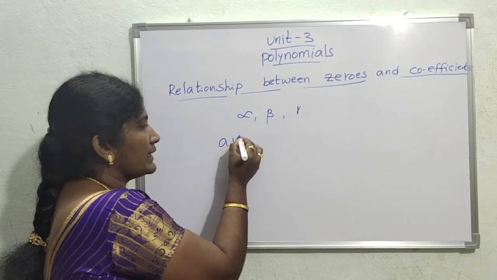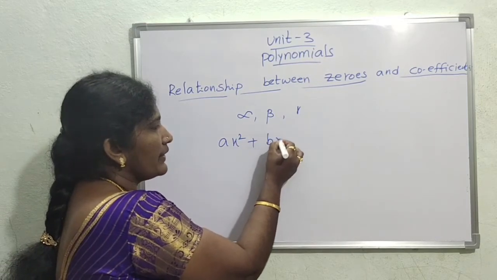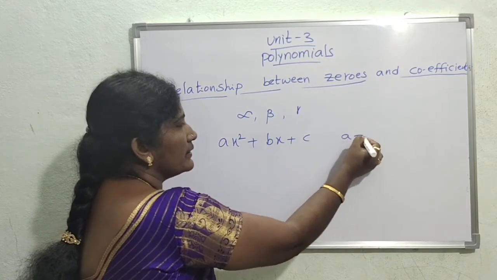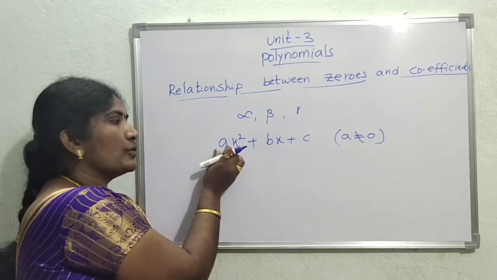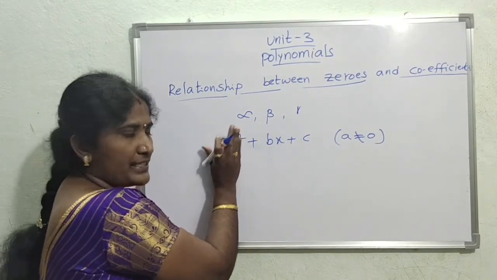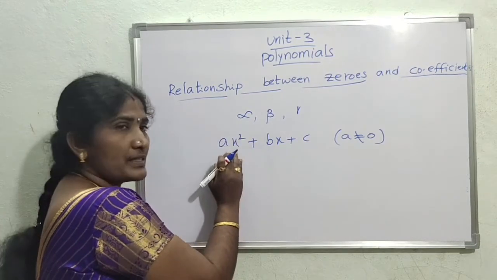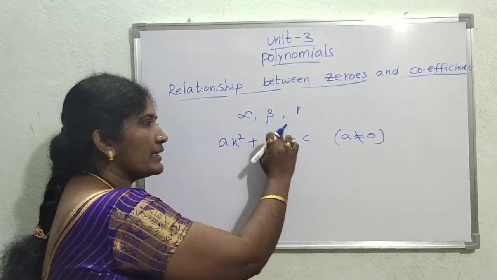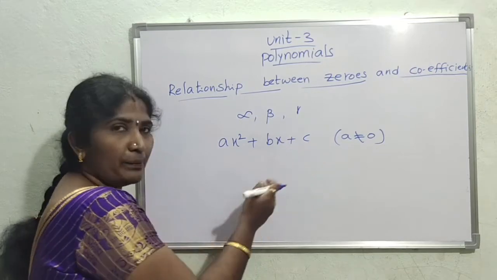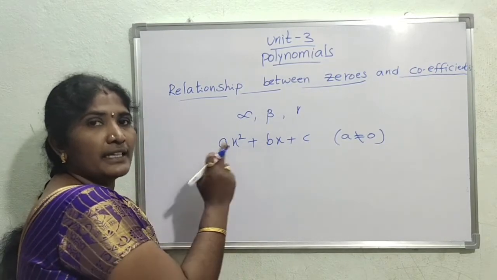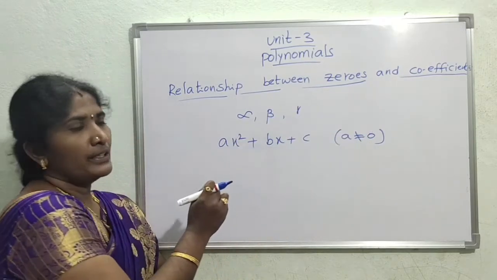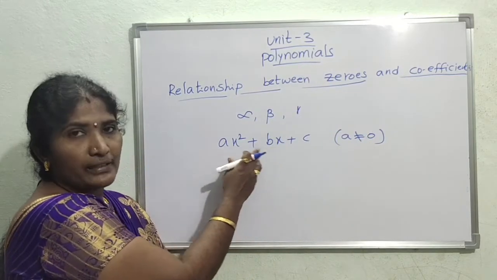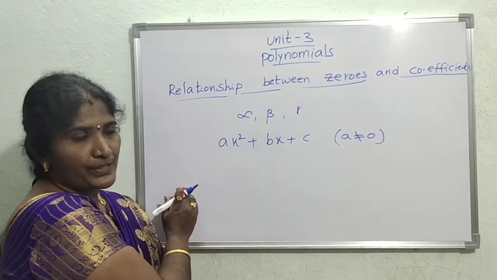The general form of a quadratic polynomial is ax square plus bx plus c. Here a not equal to 0. Understood? If a is 0, then it becomes a linear polynomial, because this term becomes 0. Then bx plus c means the highest power is 1, so it becomes a linear polynomial. That's why we should mention the condition a not equal to 0. Here it is a quadratic polynomial, so it contains 2 zeros.